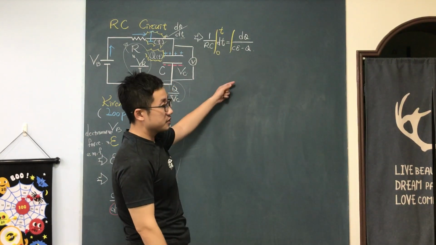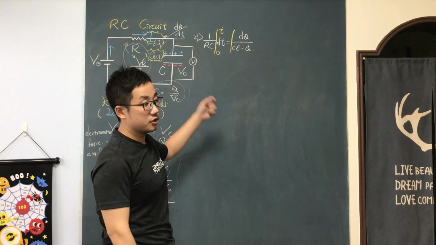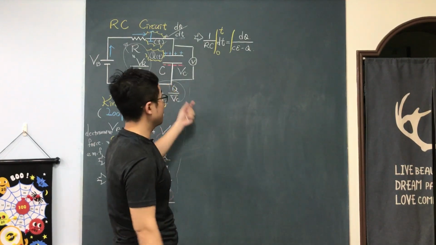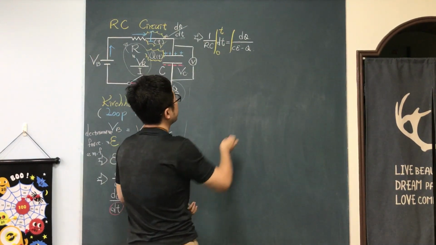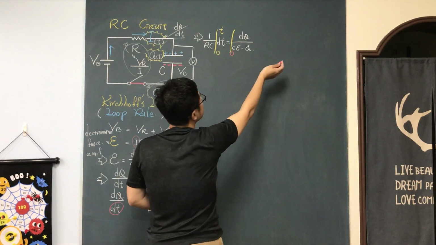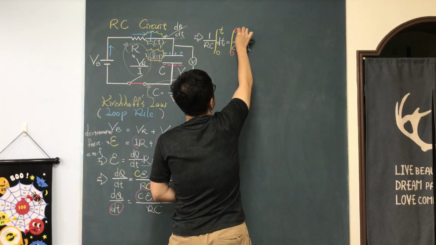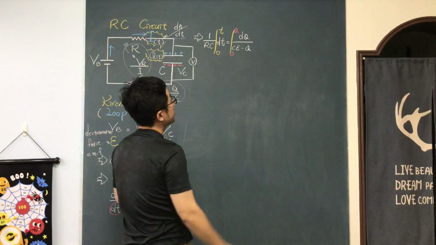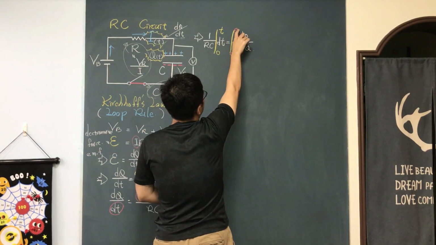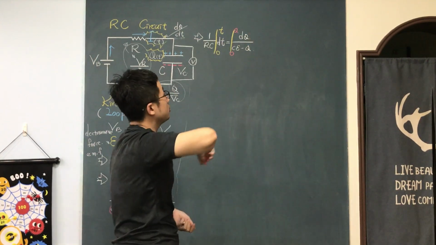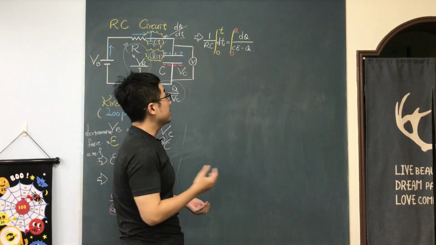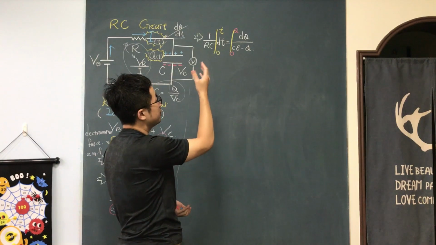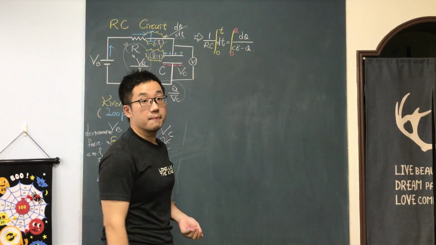And for your charge, since your capacitor starts uncharged, so there's no charge stored on the capacitor, I will start at q equals 0 and go to some charge q. So you can see that your charge is now a function of time, and all you need to do is get this integral down. Then you can find out the function, the q function of time.